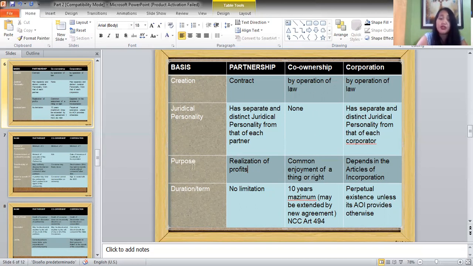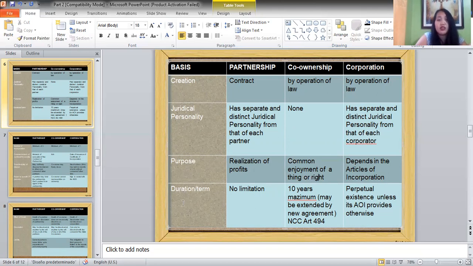Co-ownership, ang purpose ng co-ownership is common enjoyment of a thing or a right. Like sa example natin kanina, yung sa house and lot. Yan. Pwede nilang i-list yun or pwede nilang gamitin. Yung sa corporation naman, the purpose, so it depends on the articles of incorporation. Dito nakapaloob yung purpose ng corporation.